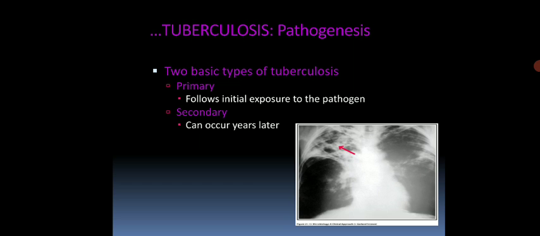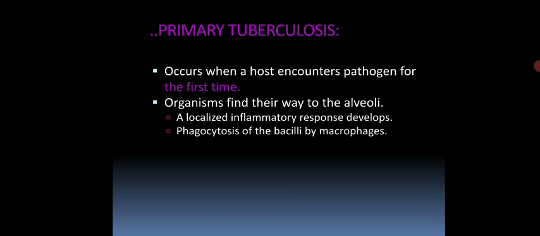In this X-ray photograph, you can see patches of tuberculosis disease. Two basic types of tuberculosis are there, primary as well as secondary. Primary follows initial exposure to the pathogen, and secondary can occur a year later. In this X-ray, you can see the dark or black colored patches of tuberculosis.